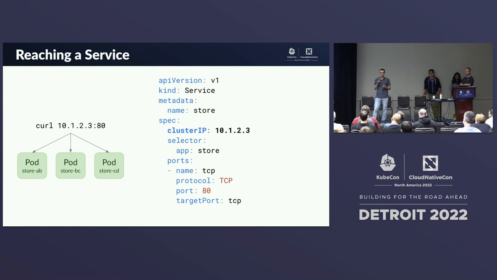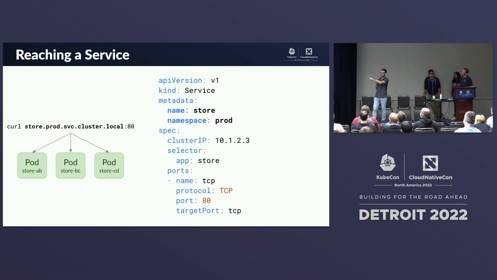Now, we also have a DNS specification in Kubernetes that allows you to, instead of knowing the IP of the service, just know the name of that service and make a curl request using that name. So store dot the namespace it's in, and then svc.cluster.local. Now, within Kubernetes, we go one step further, and we do some automatic lookups for you. So instead of typing all that out, if you're making a request from within the same namespace, you can just curl store, and we'll do a few lookups and eventually translate that to store.prod.svc.cluster.local.